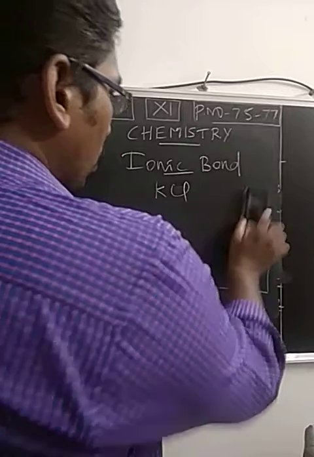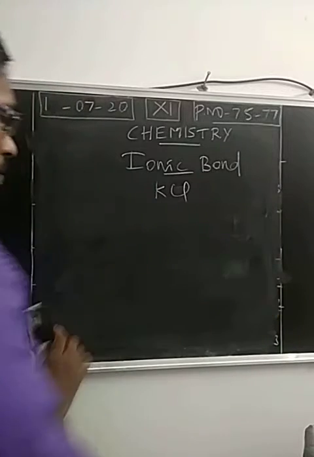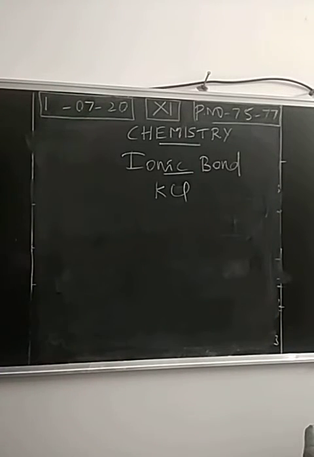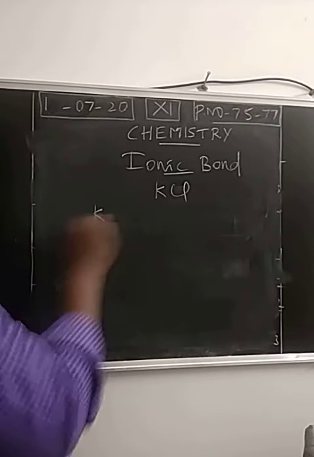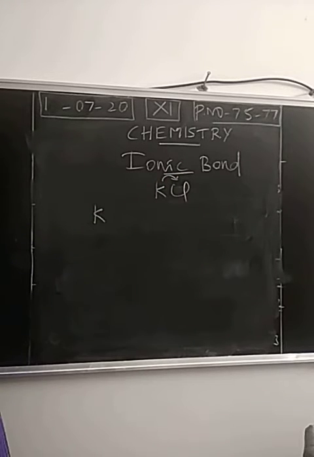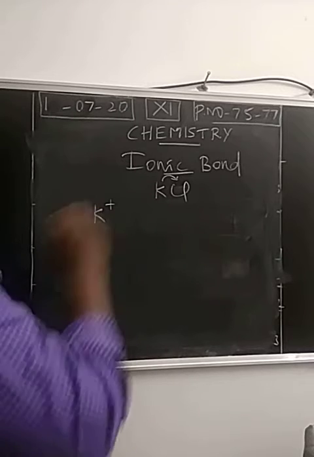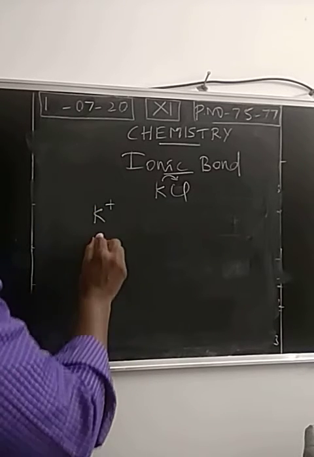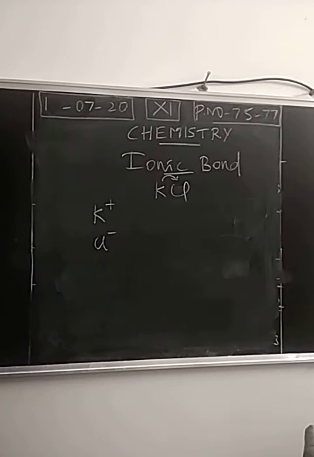So 3 more questions. Explain the formation of ionic bond in potassium chloride molecule. So there is a transfer of electron from one atom to another atom. By losing an electron, potassium becomes a cation. By gaining an electron, chlorine becomes an anion.